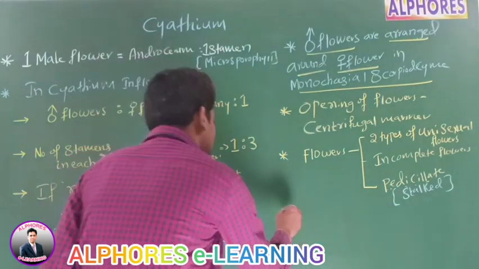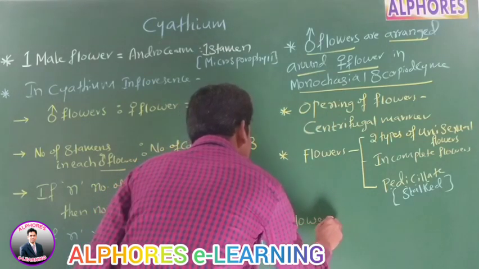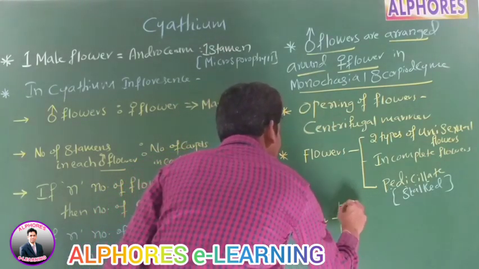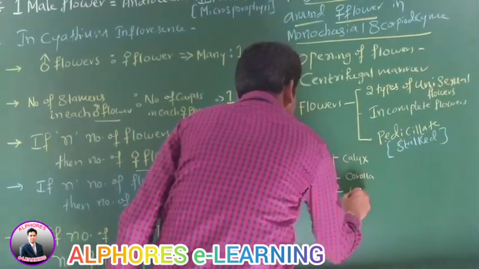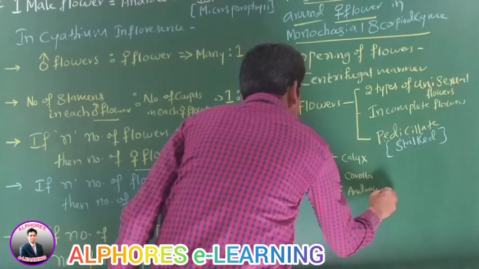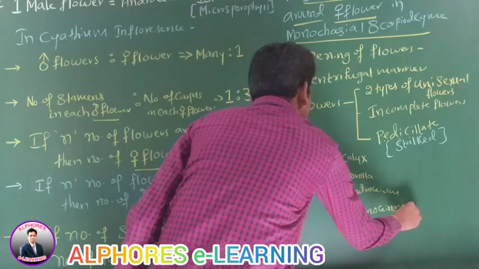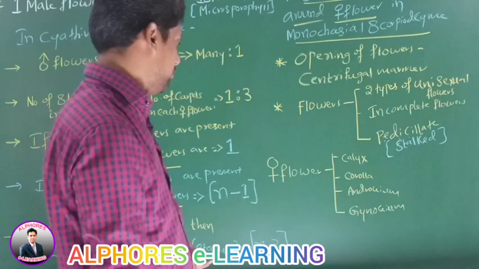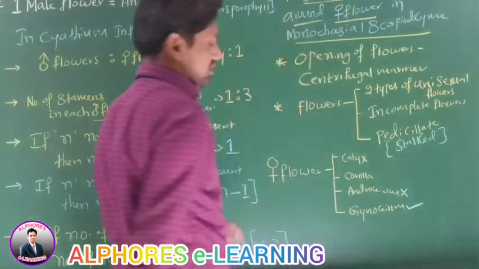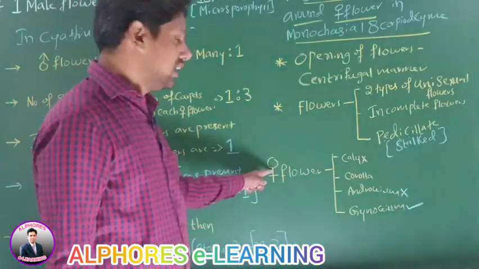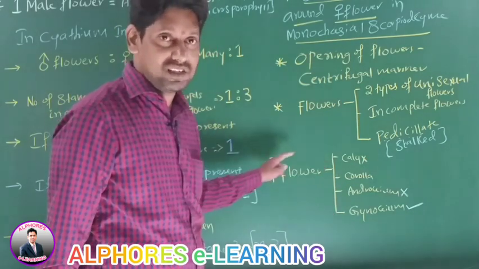Now, see here. Sir, take a female flower. Take which flower, sir? Female flower. First you tell me, flower means what it should contain. Flower means it should contain, number one, calyx, number two, corolla, number three, androecium, right? Number four, what, sir? Gynoecium. Yes or no? Flower means it should contain calyx, corolla, androecium, gynoecium. Sir, this is female flower. It means gynoecium is present, androecium is absent. Yes or no? Right? It should contain gynoecium. It won't contain androecium, because it's female flower.